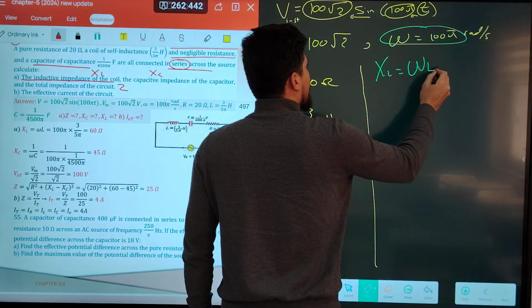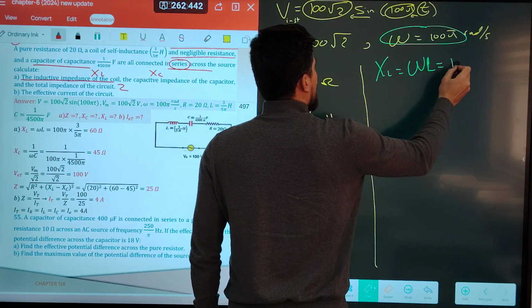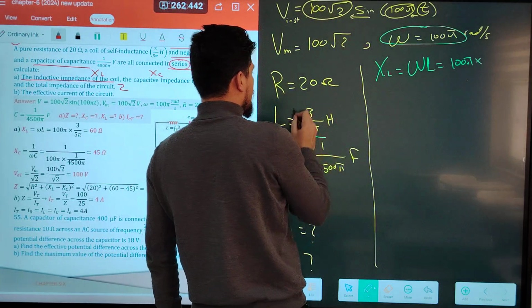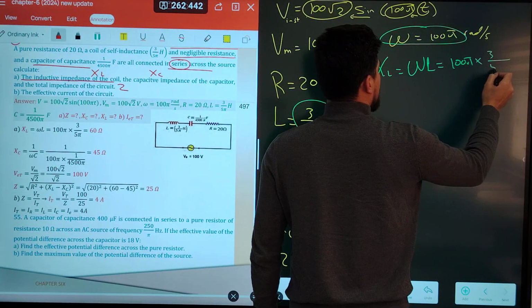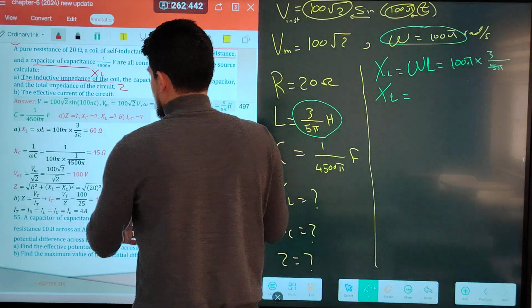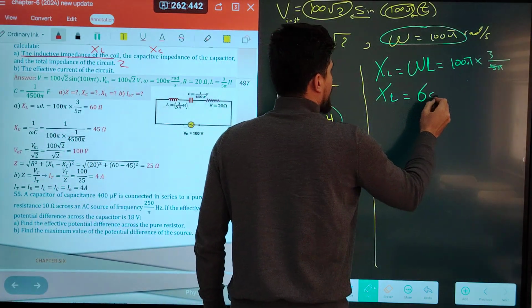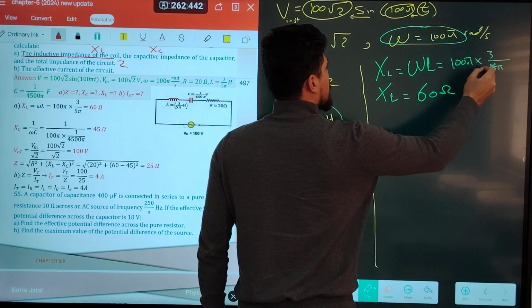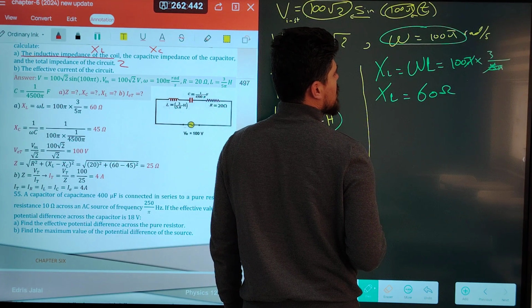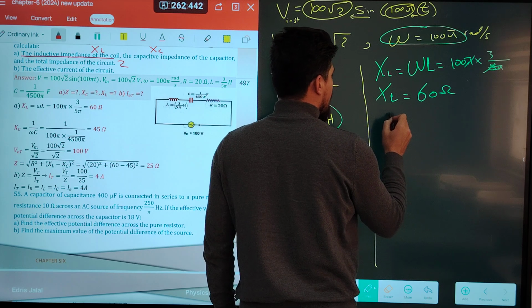XL is equal to what? Omega L. Do we have omega? 100 pi. Do we have L? Yes, 3 over 5 pi. XL by calculator is equal to what? Is equal to 60 ohm. Okay? Pi with pi cancel. 3 times 100, 300, divided by 5 is equal to 60.